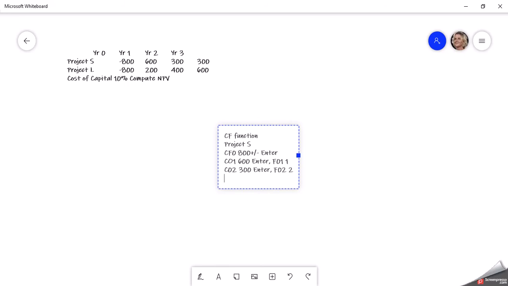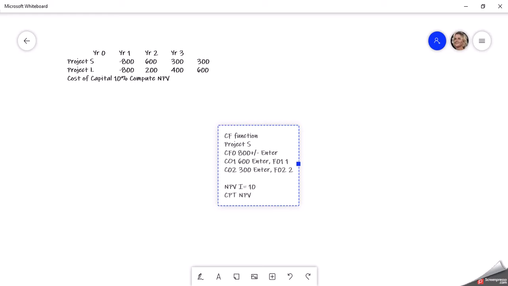Okay, so then we'll put those into our calculator. Then we come over to the net present value. We make our I equal to 10. And then we're going to hit compute on the net present value.